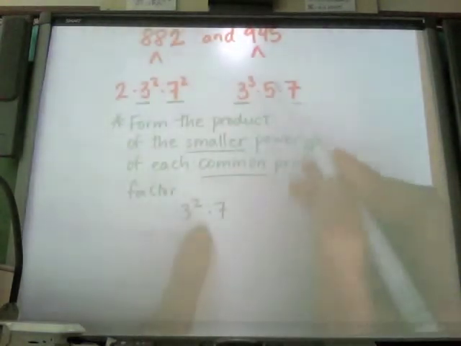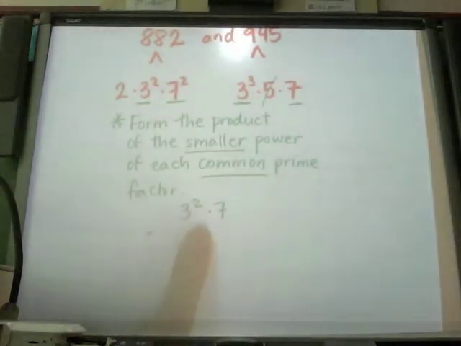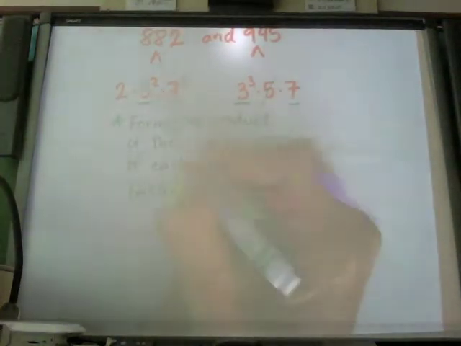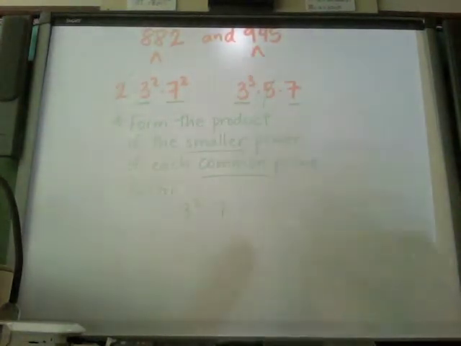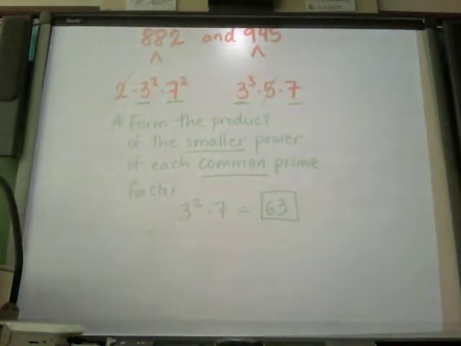5, is that in common? No, this one has a 5 and that one doesn't. 2, is that in common? Nope, this one has a 2 and that one doesn't, so we don't use them. Now, I get my answer. 3 squared is 9. 9 times 7. The greatest common factor of these two numbers is 63.